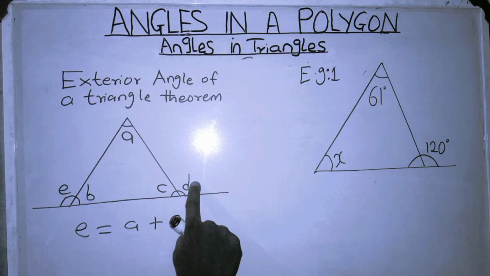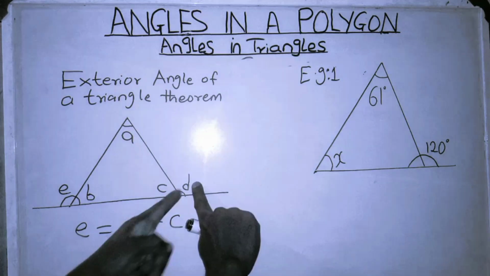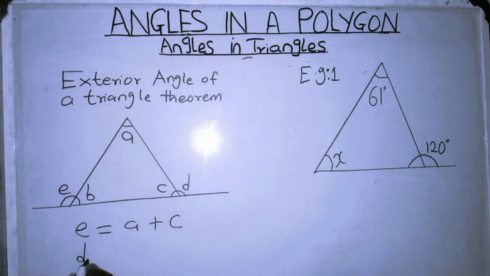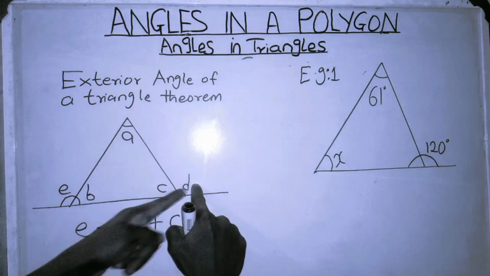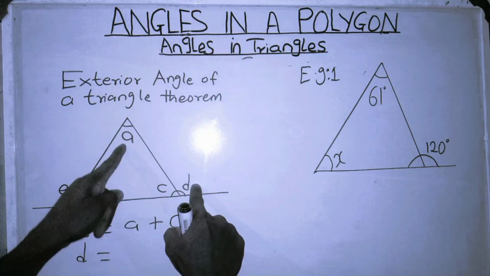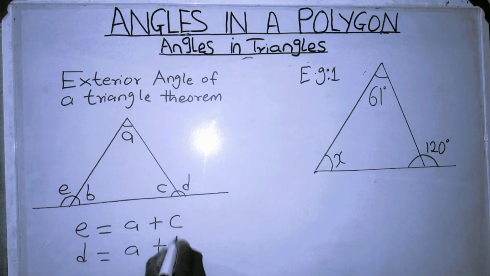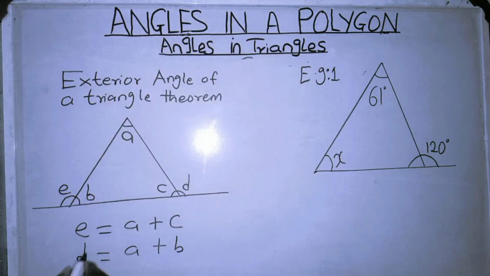Then going from this direction, D is an exterior angle here. So D is equal to the sum of the two opposite interior angles, which is A and B. So I can say that A plus B is equal to angle D. So that's exactly what the exterior angle theorem is talking about. Now let's solve the example we have there.